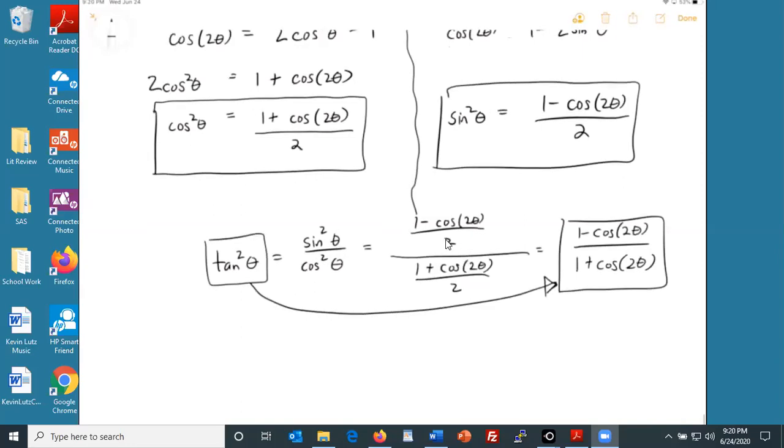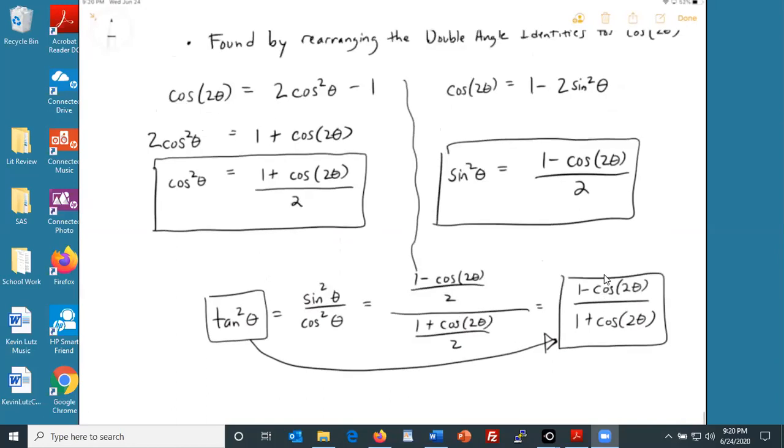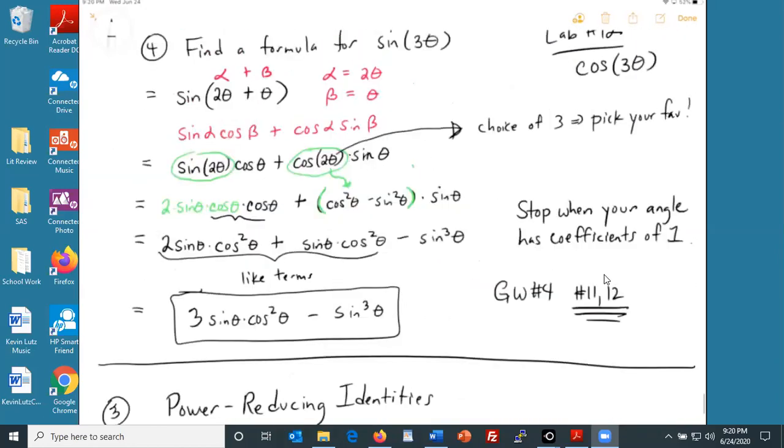All right, so again, the 2's here in each of the denominators just cancel out, and you just end up with 1 minus over 1 plus cosine 2 theta. Okay, so I think that's it with the formulas there. I don't think I'm going to go any further with these.